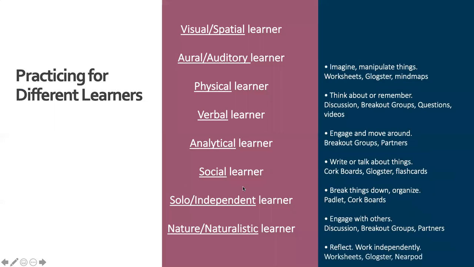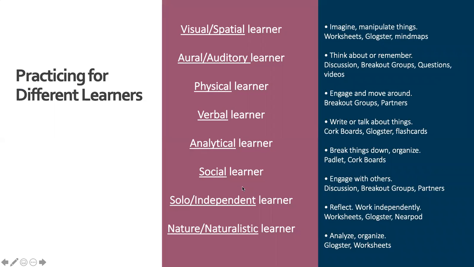So again, here are our different types of learners. These are our suggestions for how to practice effectively with these different learners. Worksheets and mind maps are fine for those visual-spatial learners to practice. If you have auditory learners, maybe you want to do a discussion or breakout groups or provide them questions. If you have those physical learners, they probably want to engage and move around, and work with partners to practice what they're learning. If you have verbal learners, this may be where they're writing.